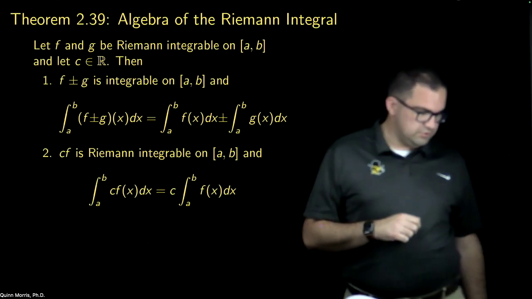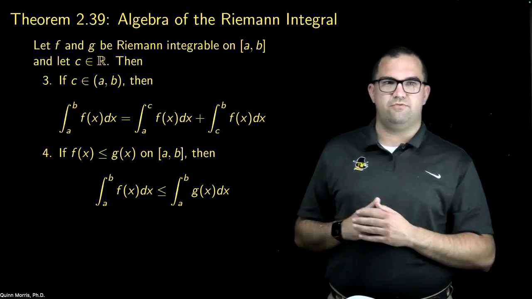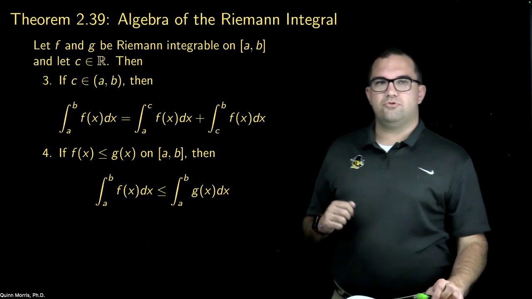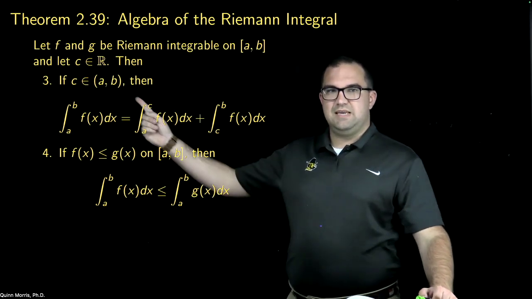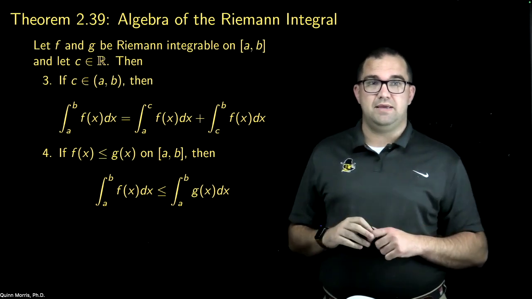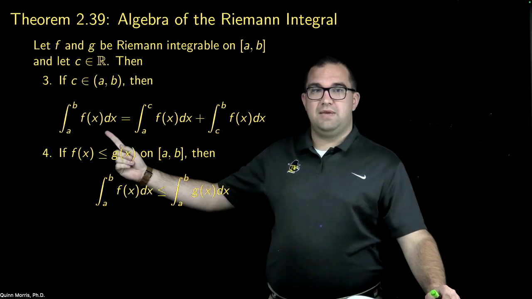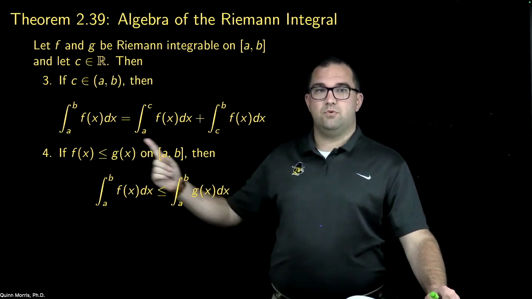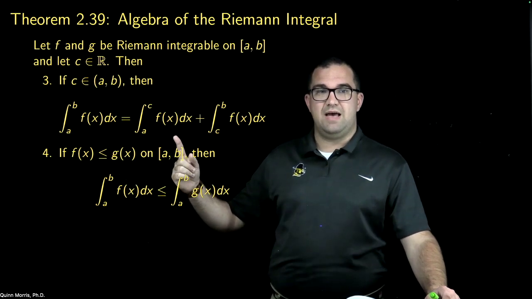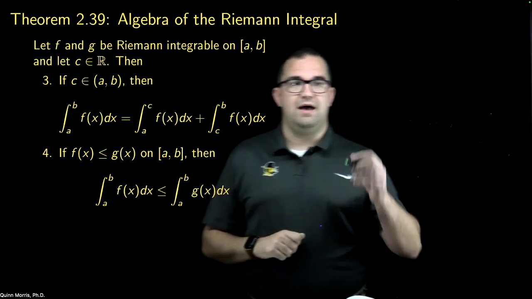Now, the next two parts, so again, same hypotheses. I'm just adding parts 3 and 4 here. So part 3 says if c is some value strictly between a and b, then the integral from a to b of f is equal to the integral from a to c of f plus the integral from c to b of f.